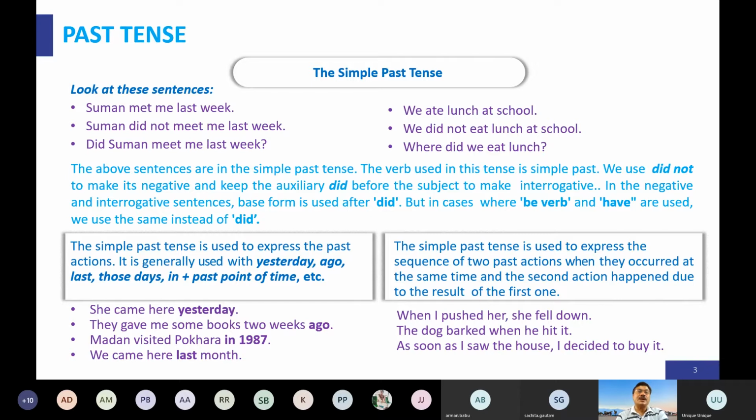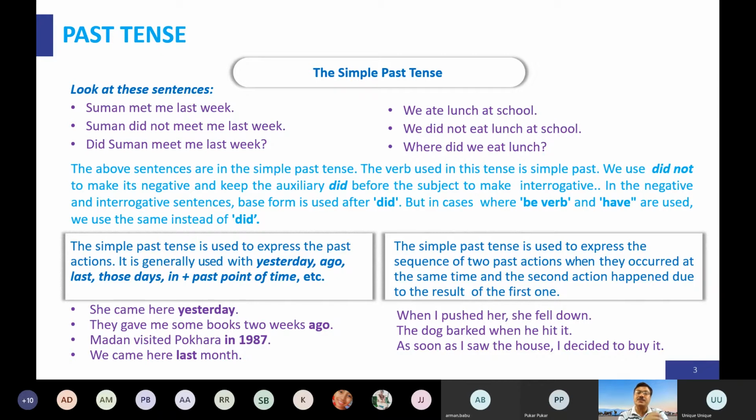So the above sentences are in the simple past tense. Whether it is a statement or negative or interrogative, the tense is simple past tense. The verb used in this tense is simple past. How can we say it is simple past tense? Because of the verb used in the sentence. Met, did not meet, did meet, past tense. Ate, did not eat, did eat, past. First you say met, and in the second sentence you have to say did not meet. It is not only meet, but did not meet.